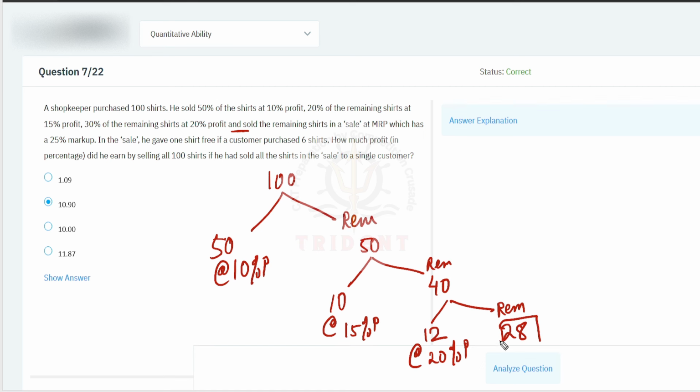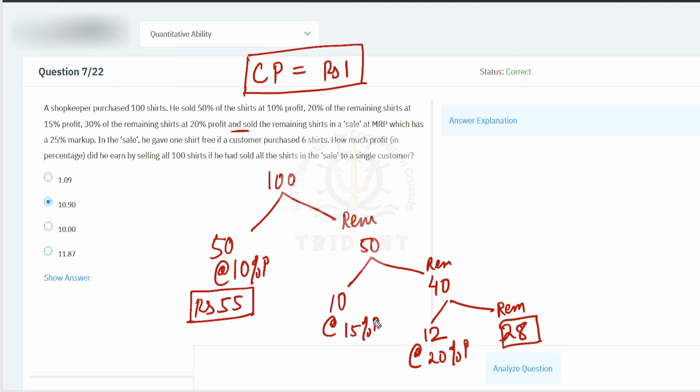Now they haven't given any profit margin as such for the remaining part. To make this sum a little easy for me to comprehend, let's do one thing. Let's assume that the cost price of each shirt is 1 rupee. In that case, you will realize that the 50 shirts that he is selling at, let's say 10% profit, the total revenue generated would be 55 rupees out of these 50. So this is something that you must keep in mind.